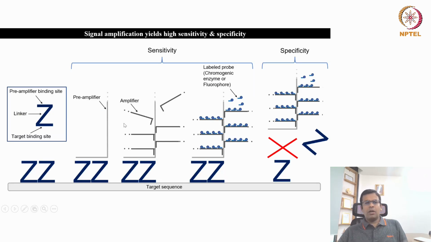So if you see how this double Z probe works, let's say this is your target mRNA, target sequence. The double Z probes bind to this target mRNA because they have 50 base pair homology for this target sequence. Then this is a spacer region, and this area is known as the pre-amplifier binding area. So this is a pre-amplifier, and this pre-amplifier can bind to several amplifiers, and those amplifiers can bind to fluorescently labeled probes, chromogenic enzymes, or fluorophores. So these are the fluorescent dyes or the fluorescent molecules that can bind to your amplifier.